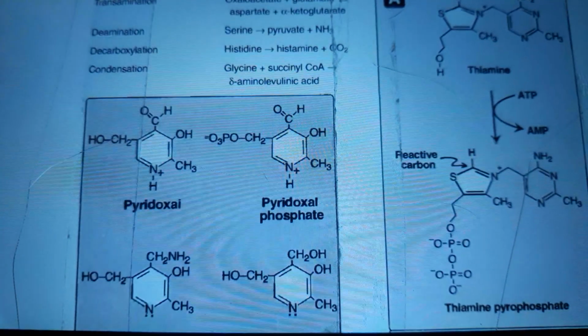The reaction type and the example. Transamination would be oxaloacetate plus glutamate giving aspartate plus alpha-ketoglutarate. It shows a two-way, reversible reaction. Deamination is serine giving pyruvate plus ammonia. Decarboxylation would be histidine giving histamine plus CO2. Condensation would be glycine plus succinyl-CoA giving alpha-aminolevulinic acid. So you have various reactions: transamination, deamination, decarboxylation, condensation.